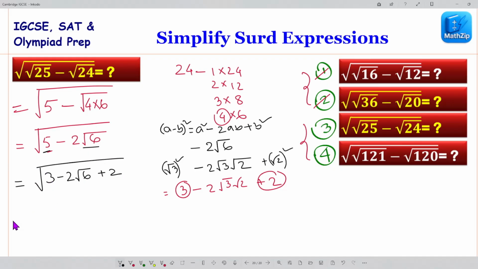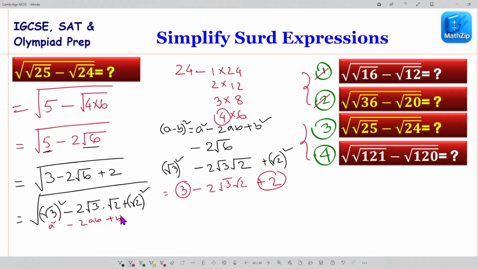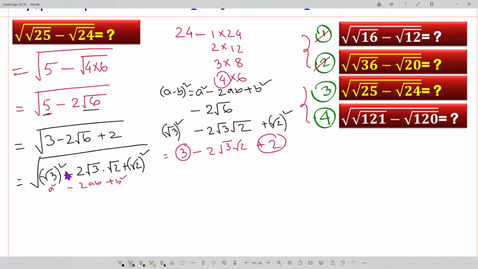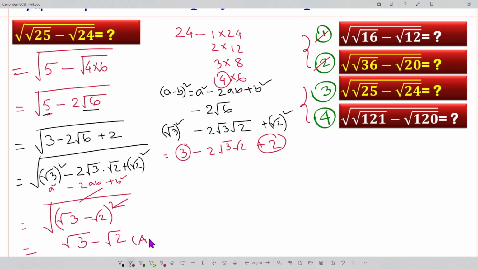So now we can simplify like this: 3 minus 2 root 6 plus 2. Then root 3 square minus 2 times root 3 times root 2 plus root 2 square. So it looks like a square minus 2ab plus b square, right? Root 3 square is a square, so we can write root 3 minus root 2 whole square. So this root and this square go out, and our answer will be root 3 minus root 2. Very simple. Done. So number 3 is done.